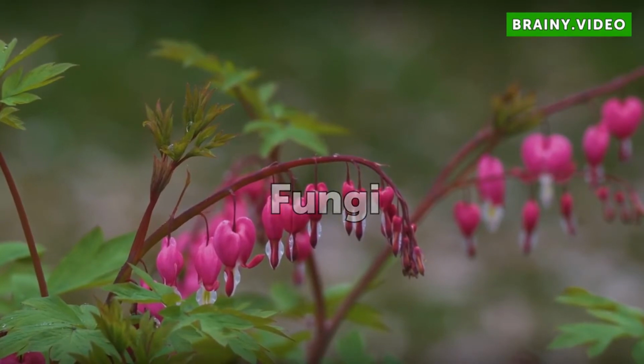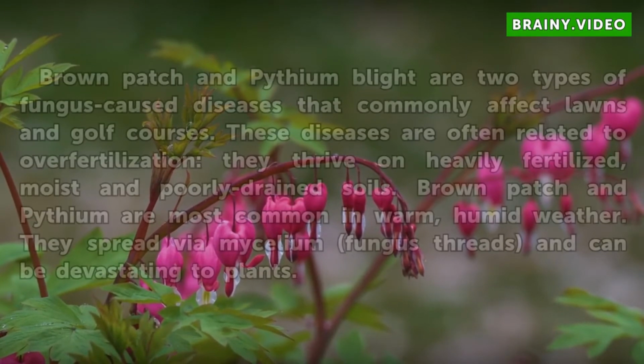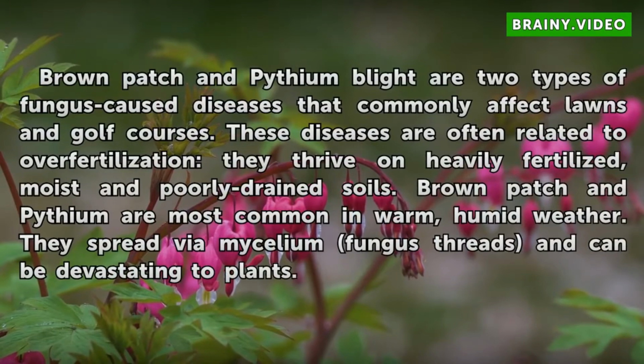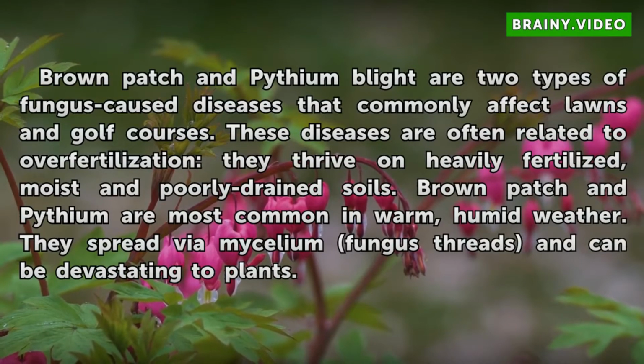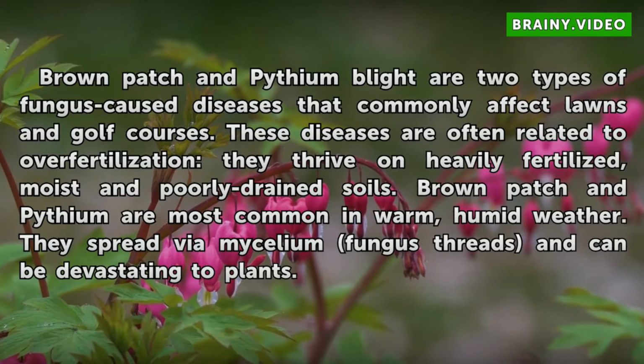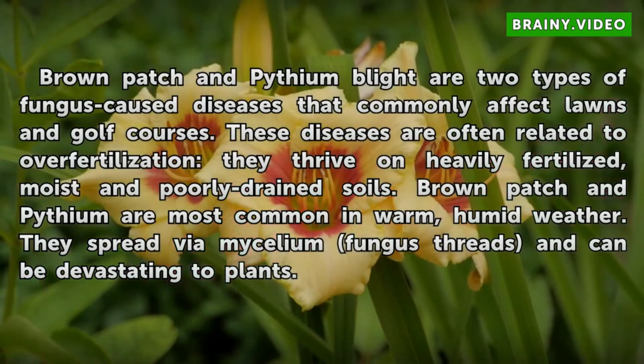Fungi. Brown patch and Pythium blight are two types of fungus-caused diseases that commonly affect lawns and golf courses. These diseases are often related to over-fertilization. They thrive on heavily fertilized, moist and poorly drained soils. Brown patch and Pythium are most common in warm, humid weather. They spread via mycelium fungus threads and can be devastating to plants.